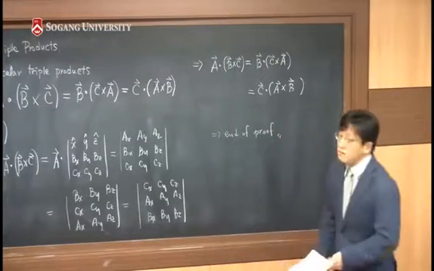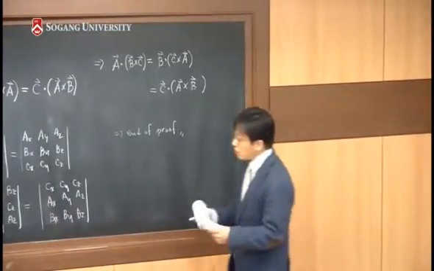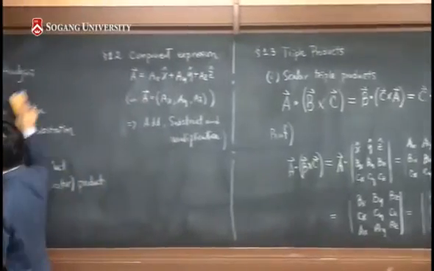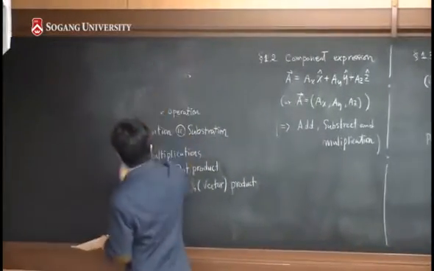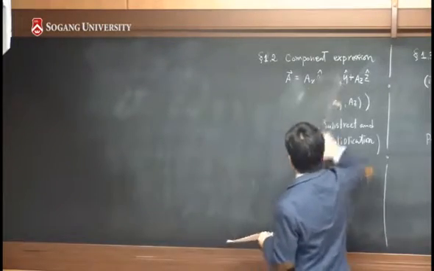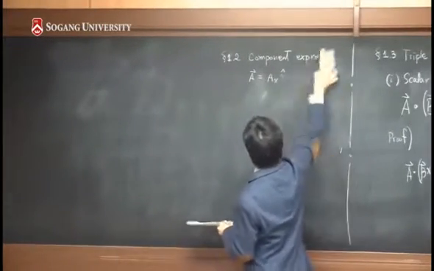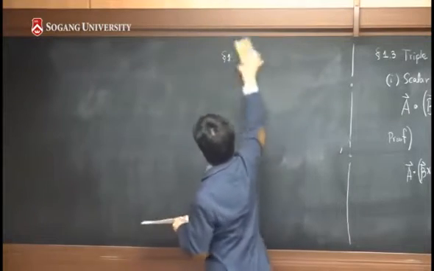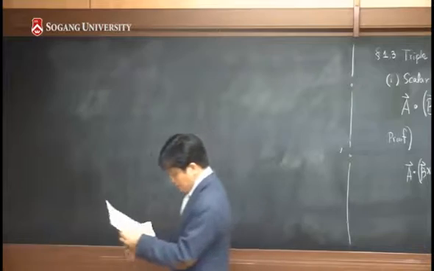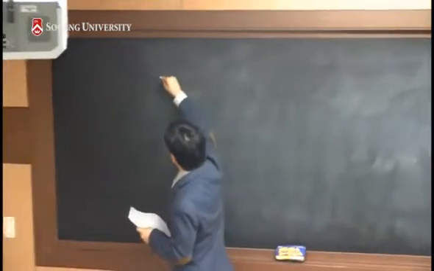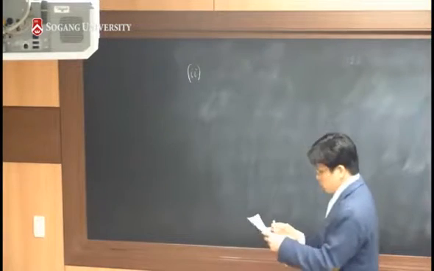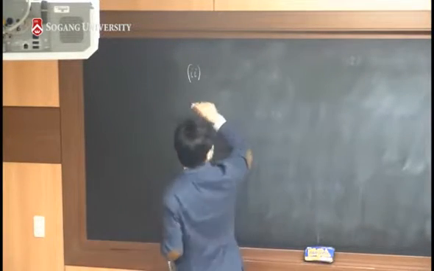Okay. So this is one way you can think about a multiplication of three different vectors. Okay? And let's see the second case, which is the vector triple product.